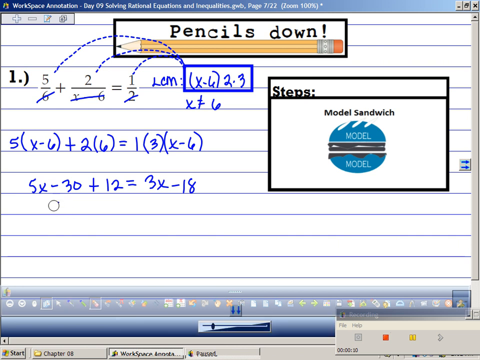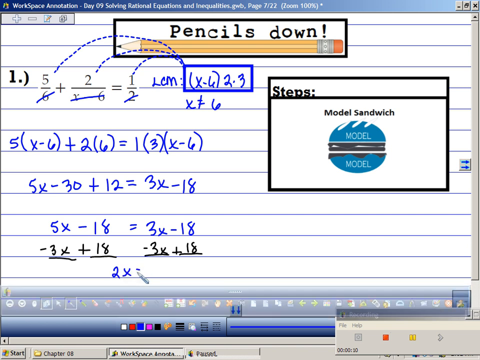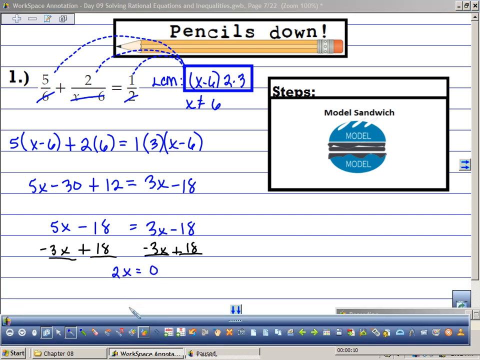5x makes this nice and neat. 5x, negative 30 plus 12, negative 18 equals 3x minus 18. Subtract 3x from both sides. Add 18 to both sides. And we're left with 2x equals 0, therefore x equals 0.